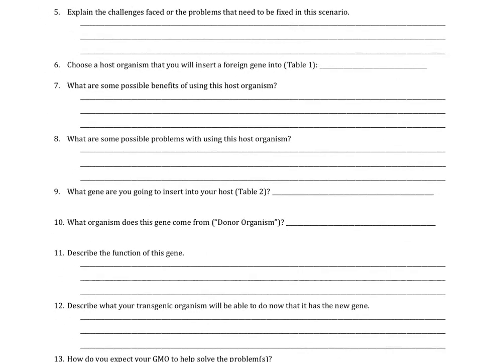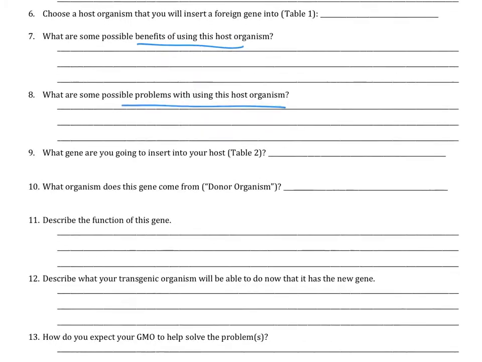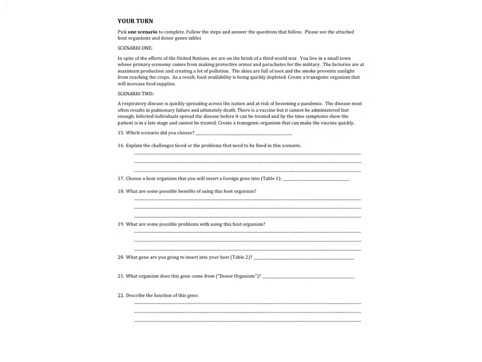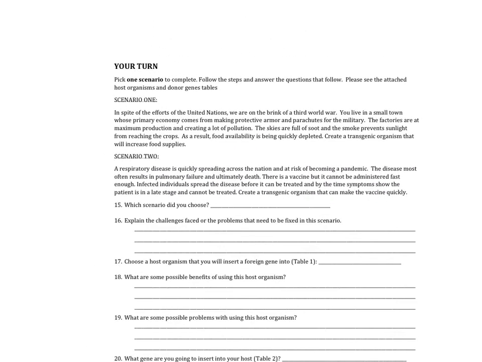So when it says possible benefits, possible problems, you can use the tables on the back. You know, okay, what gene are you inserting? Use the tables in the back, describe the function. So a lot of these, remember that table in the back is going to be super helpful.